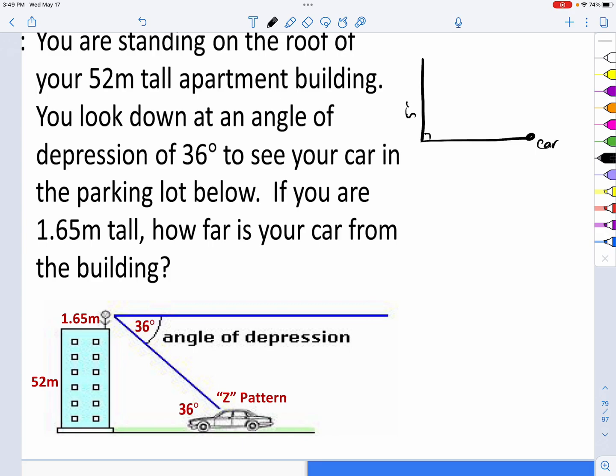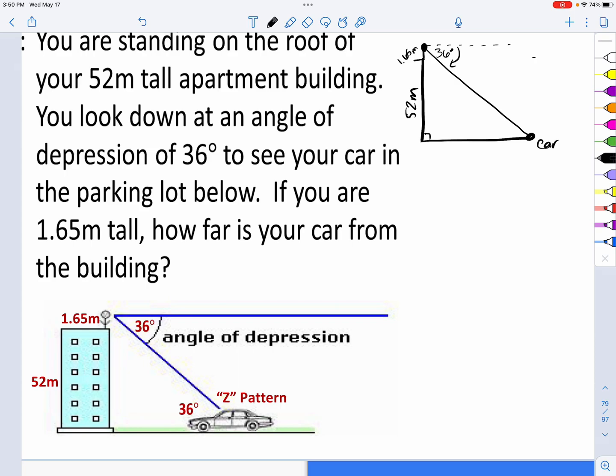The building is 52 meters. Angle of depression from a horizontal line going down is 36 degrees. Oops, I missed the second part. If you are 1.65 meters tall, so I got to erase this. So there's the building. You have to add another 1.65 meters because that's where you're looking from up there to your car. There's the horizontal line, angle of depression 36.